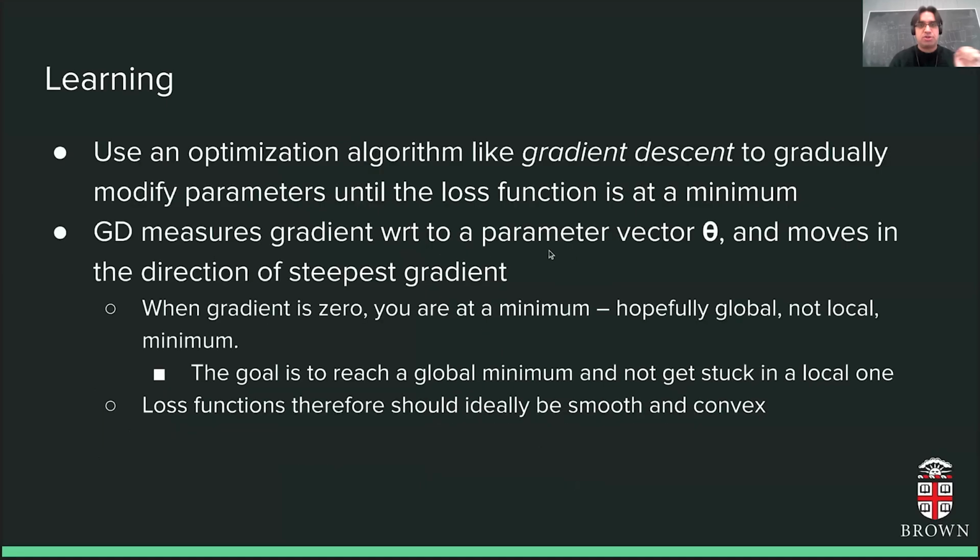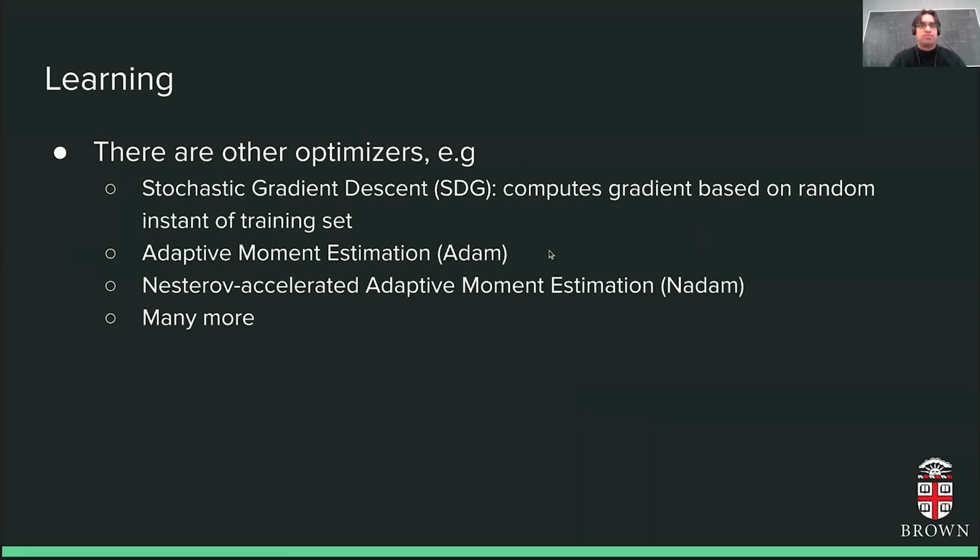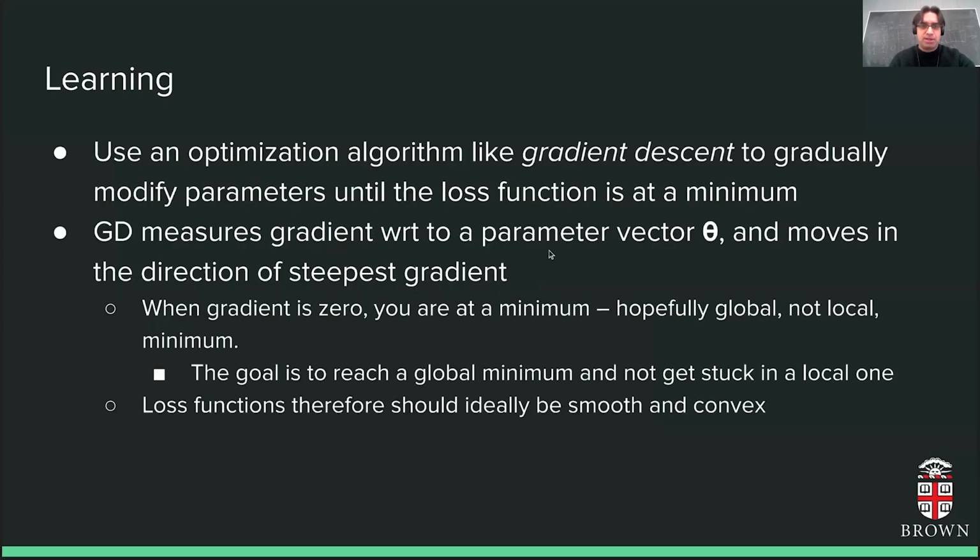You pick a loss function, and you minimize it with this gradient descent algorithm. There are different optimizers that build on this. Stochastic gradient descent computes the gradient based on random instances of the training set. There are improvements on this called ADAM or NADAM and many more, but they all work to minimize your loss function here.